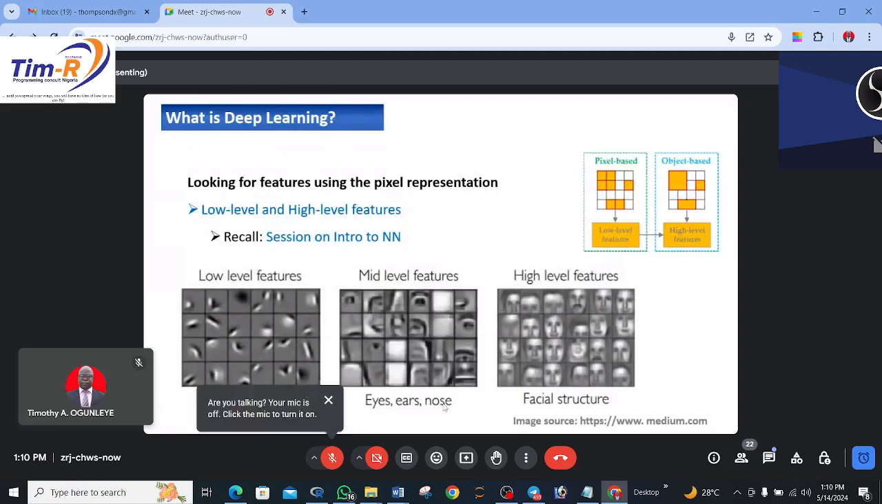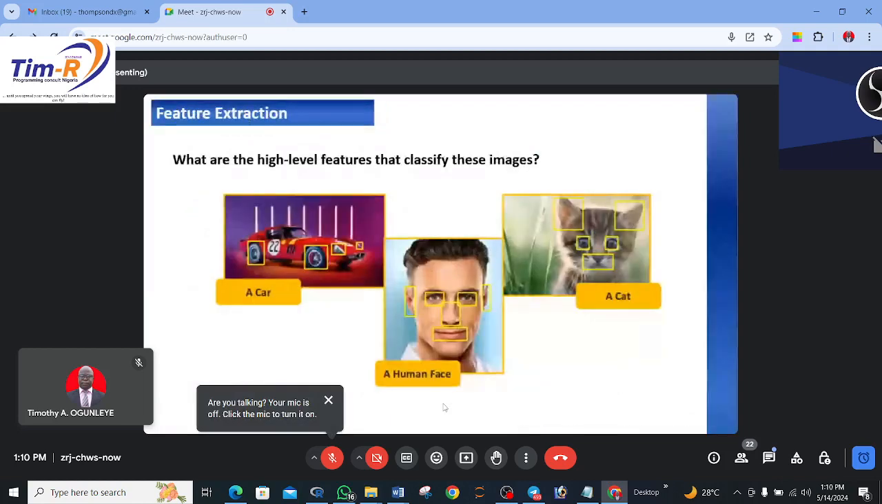So let's move on. What are the high level features that classify this image here? For a car, what are the high level features? What are the high level features for a human face? And what are the high level features for a cat? For a car, the high level features are the tires and the headlights. If we want to be able to classify a car, we need to look for some things in the car. There are the tires and the headlamps.